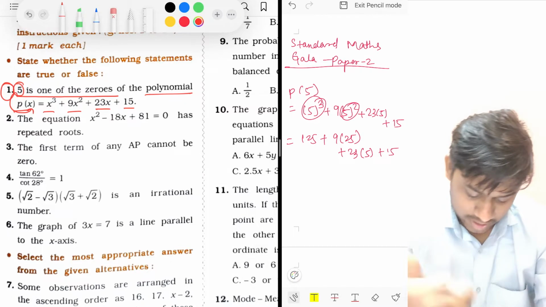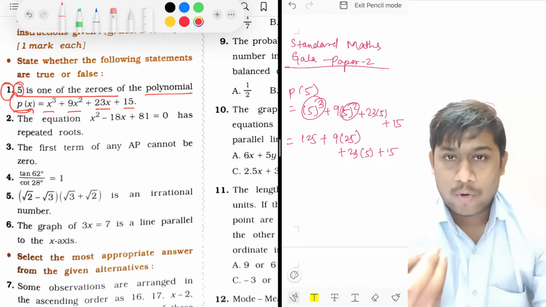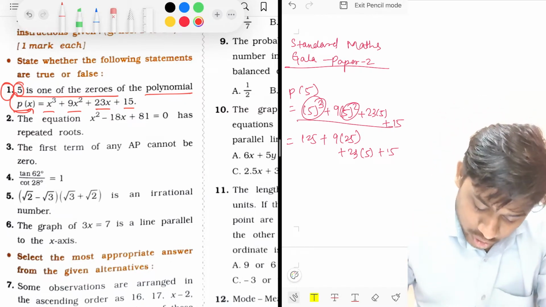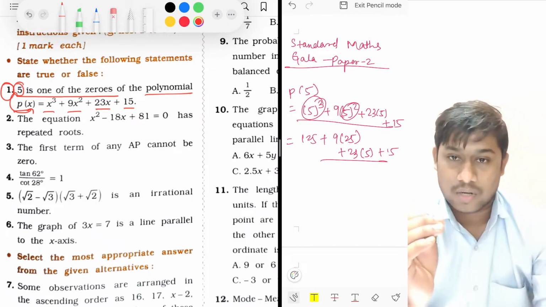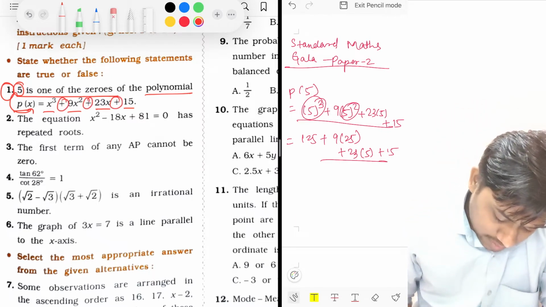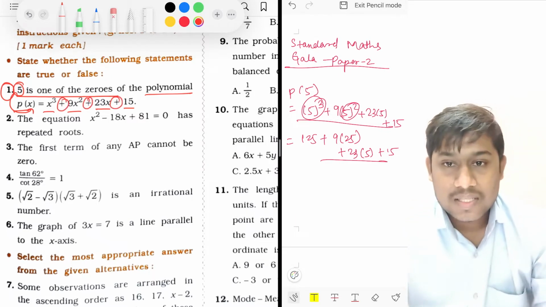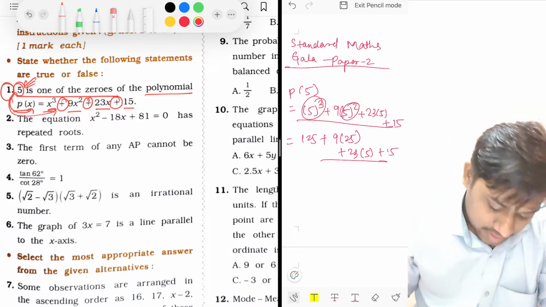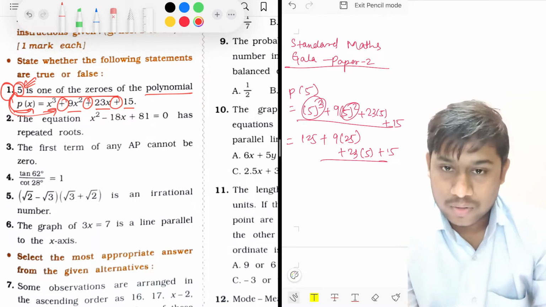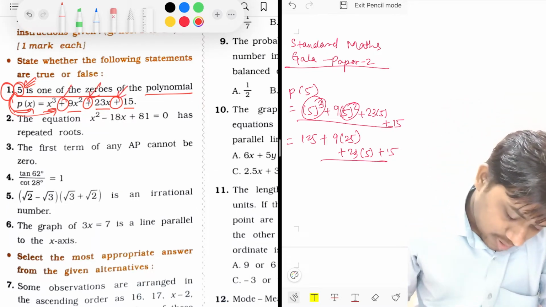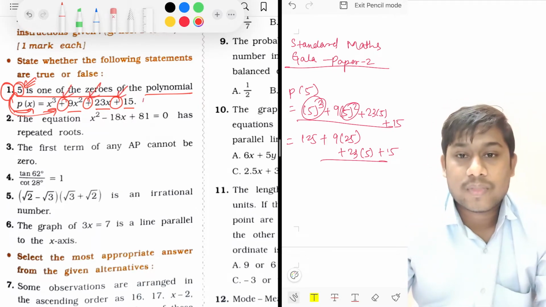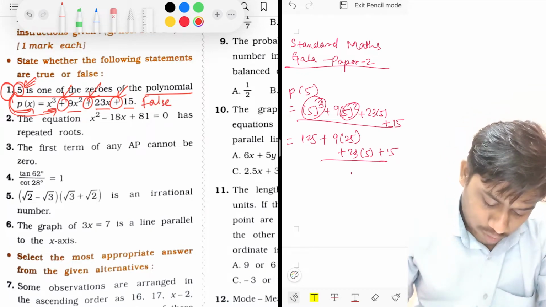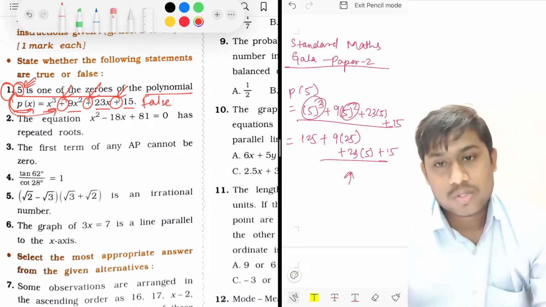If you see carefully, if it is a zero of the polynomial, definitely the complete value should be 0, right? Now here all the terms are given in plus, and here 5 is also plus. When we substitute 5 here, you are never going to get 0, because there is no minus sign, so this is exactly false. So here you need not solve.